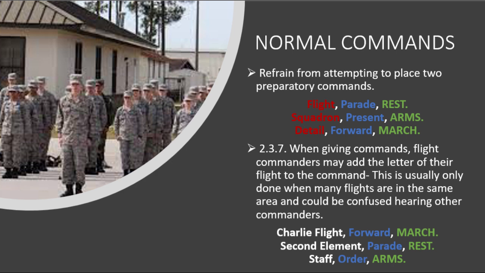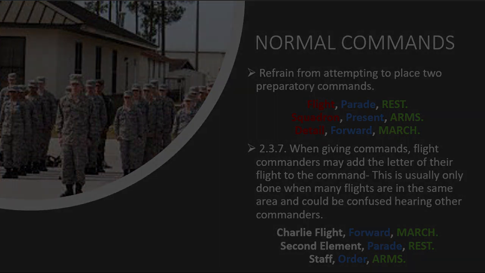So for example, if you are in an area where there are a lot of flights, you're able to say Charlie flight, forward, harch. Charlie flight gives you a specific designation so that there's not going to be that confusion when you have other flights around. Then you have the preparatory command, which is forward, and then the executionary command, which is harch.